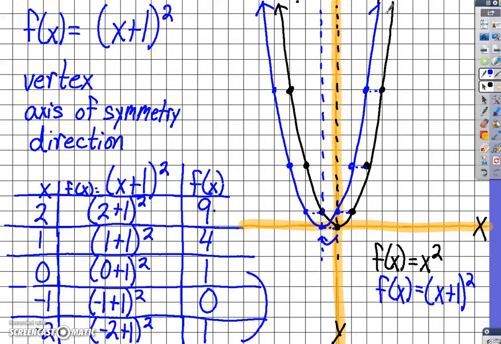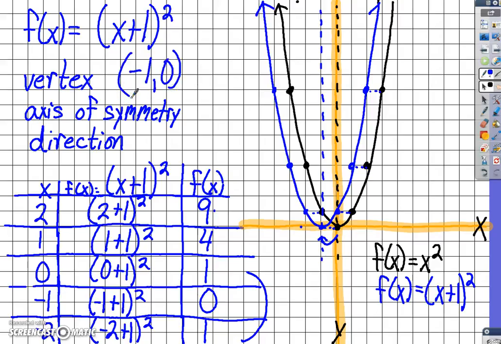So if we had done a +2 in here, instead of shifting one place to the left, I bet it would have shifted 2. And if that was your hypothesis, you would be correct. So any number that's in here, if it's a positive number, this plus number, it's moving it to the left. So let's take a look. Where's our vertex at now? Well, our vertex in this case is at -1, 0.